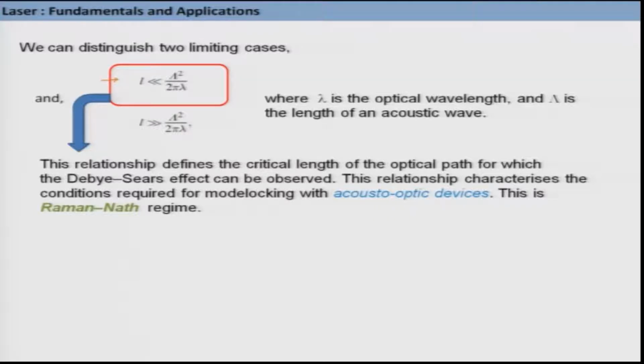And just for your information, this is known as Raman-Nath regime, where optical path length is much less than lambda square by 2 pi small lambda, right. So, this particular relationship is of importance to us. Now, we should also know what the second relation mean for us. So, when the optical path length is much larger, it's not too difficult for you to understand at this point if you have understood the previous classes.